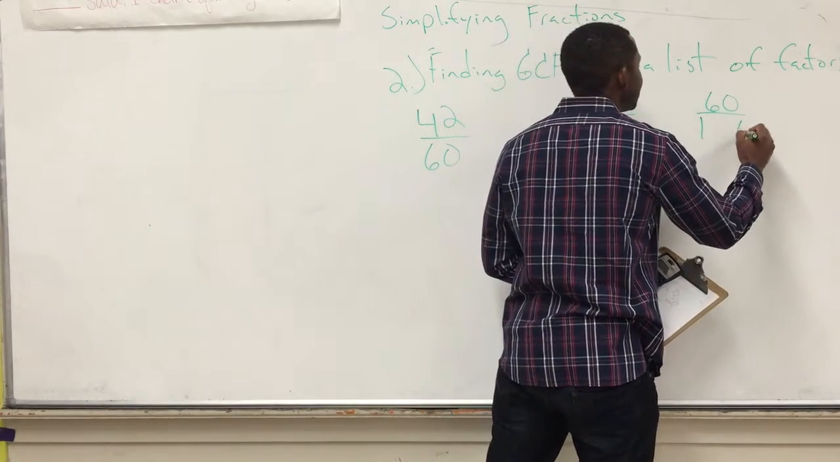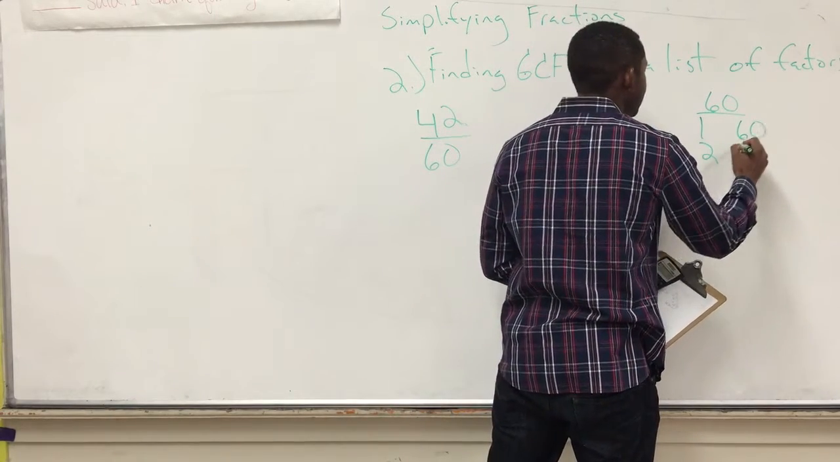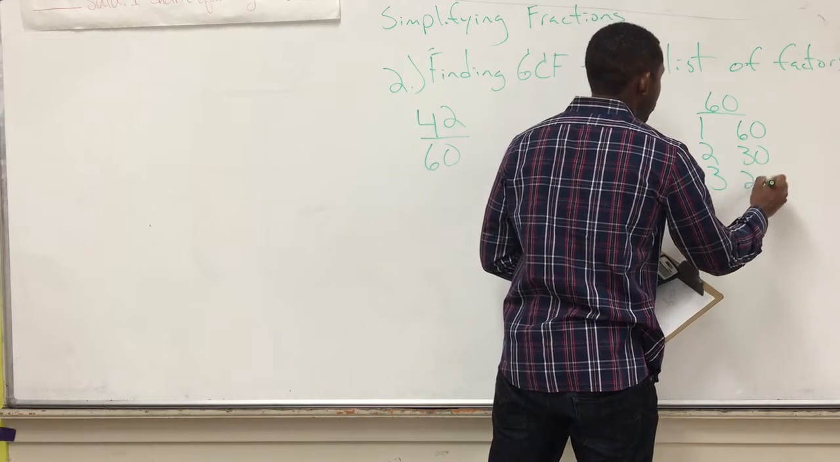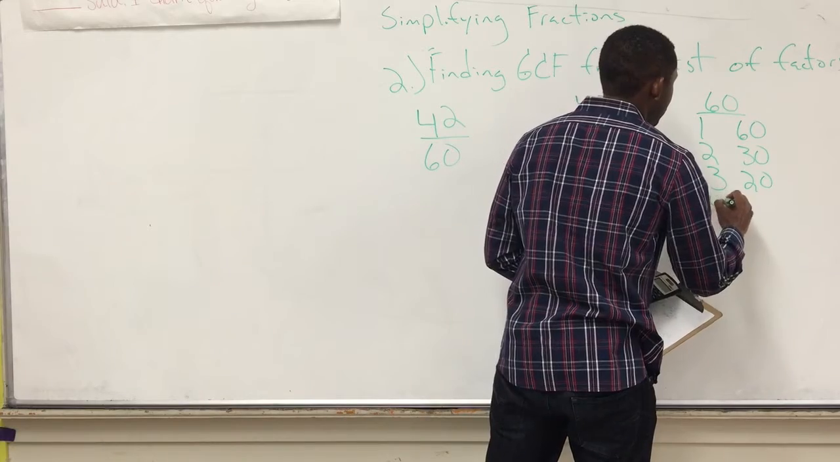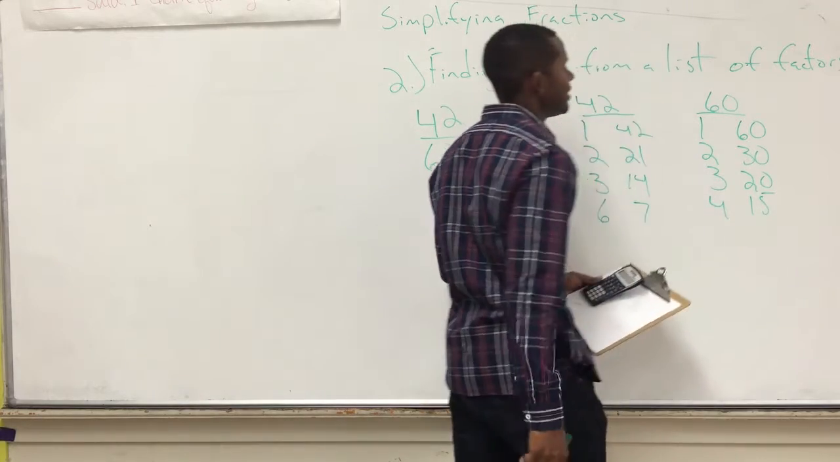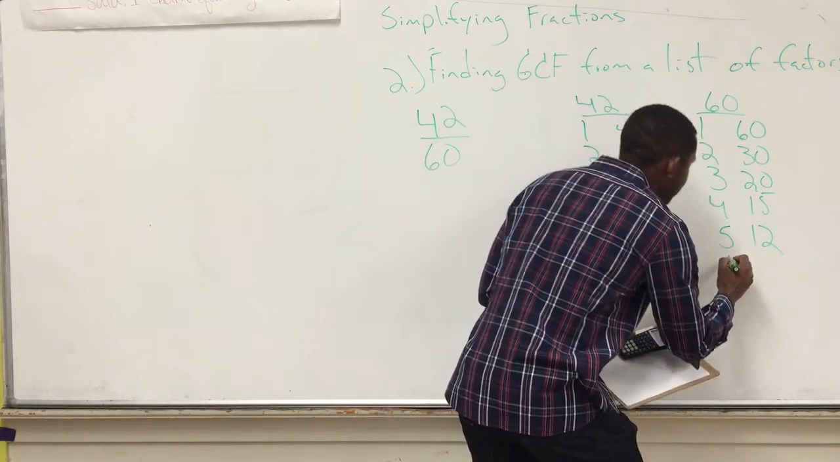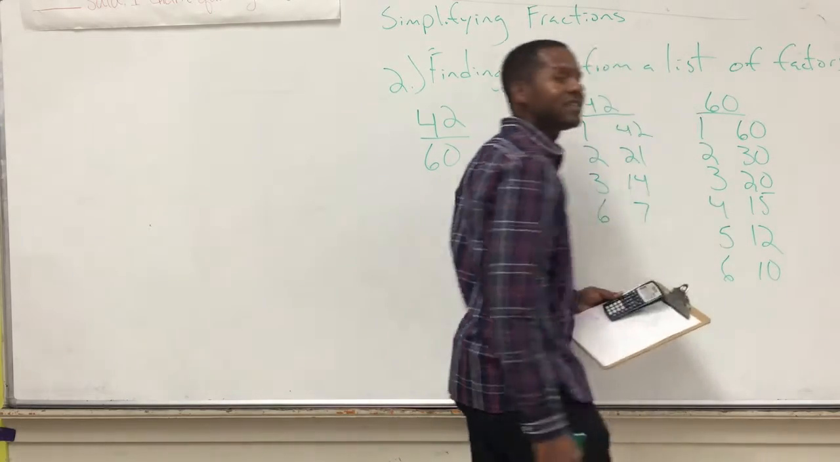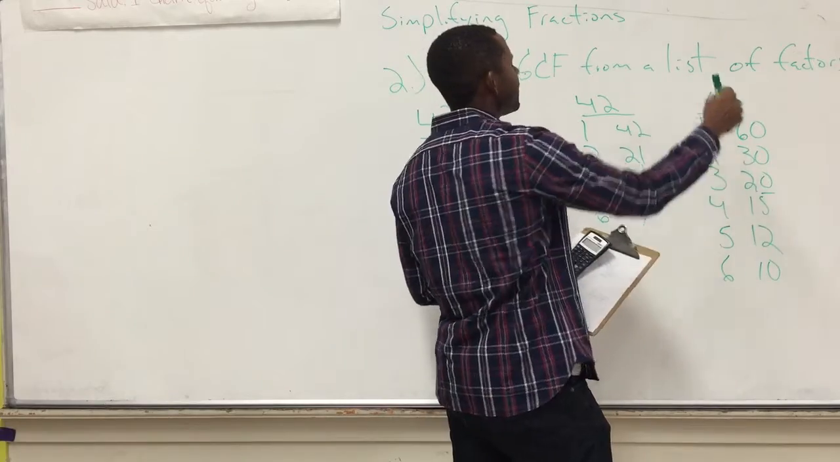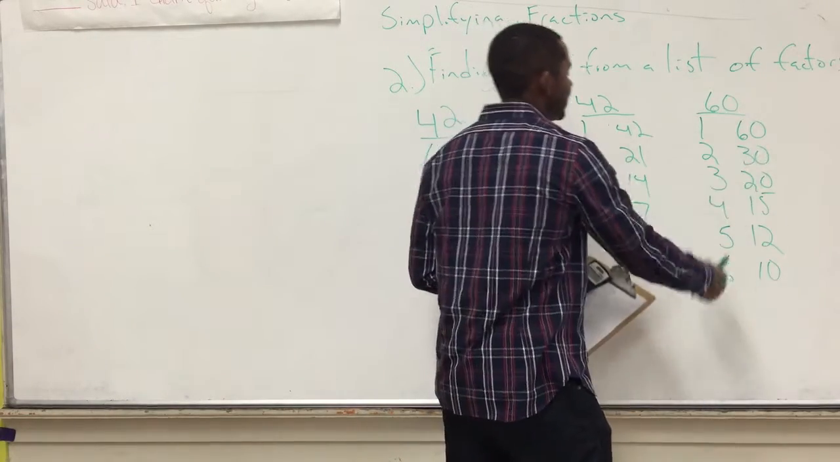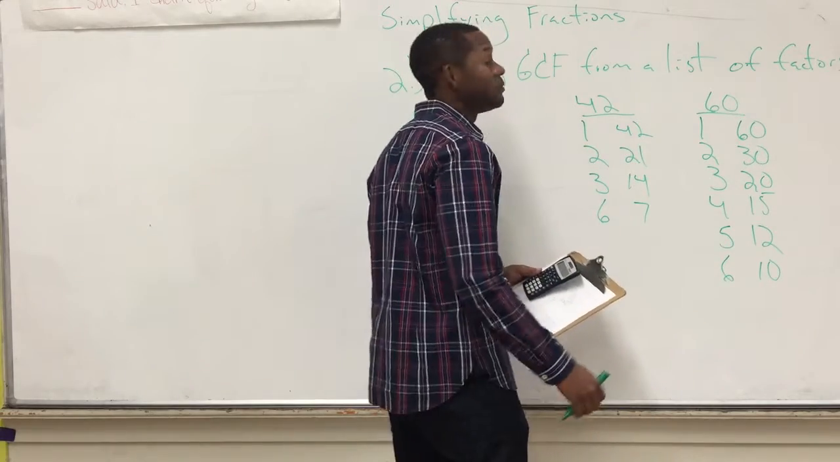I know 1 times 60. I know 2 times 30. I know 3 times 20. And I know 4 times 15 is 60. I know 5 times 12 is 60. I know 6 times 10 is 60. 7 times nothing is 60. 8 times nothing is 60. 9 times nothing is 60. Now I'm back to 10, and I'm done.